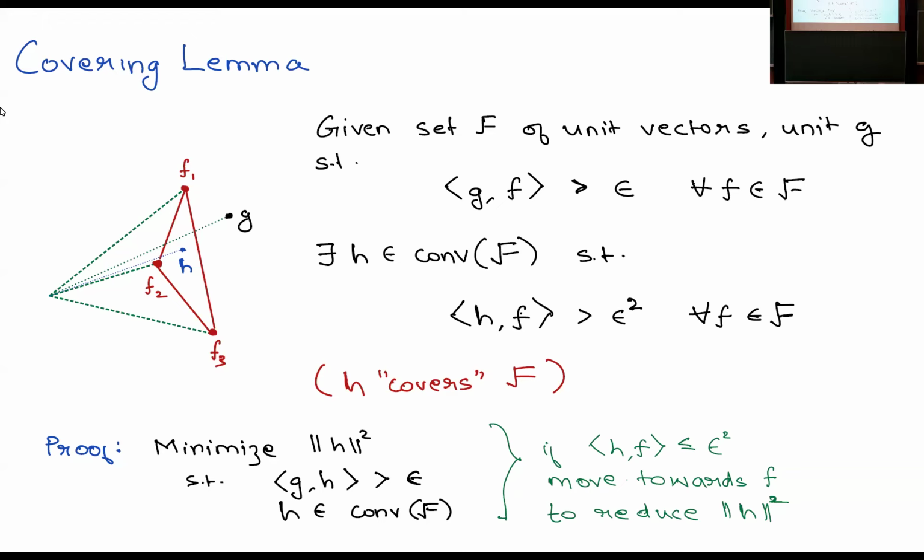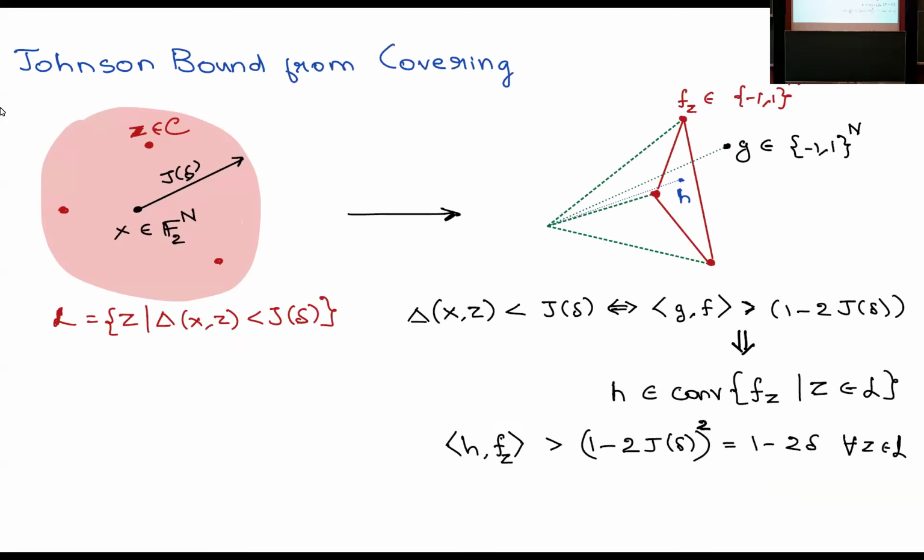So in general, this epsilon to epsilon squared trade-off is tight. I can look at 1 over root k times the sum of all of them, which is some unit vector, which will have an inner product 1 over root k. But if I want something in the convex hull, the best I'll do is 1 over k. Okay. So now let's use it to prove the Johnson bound. And then I'll just say why this already gives us an algorithm.